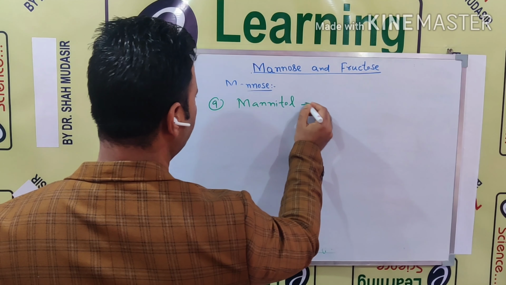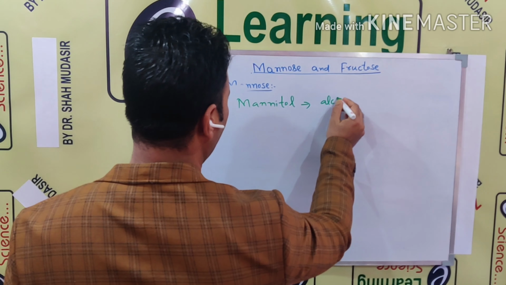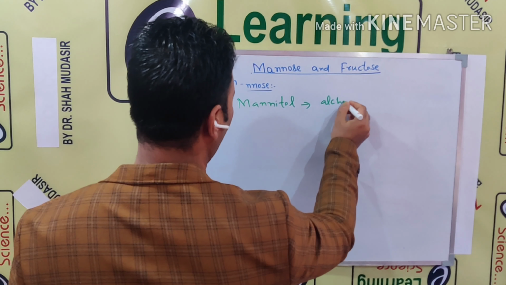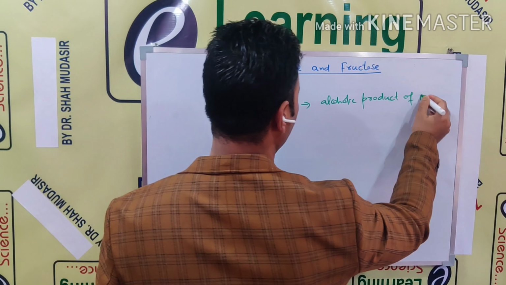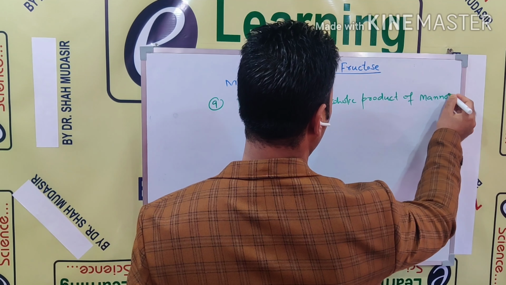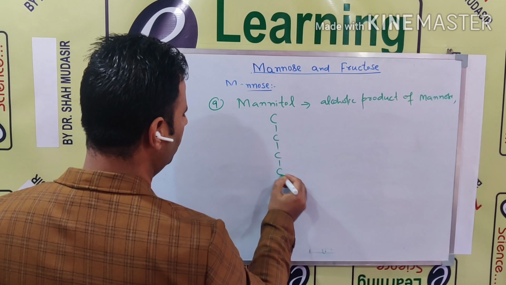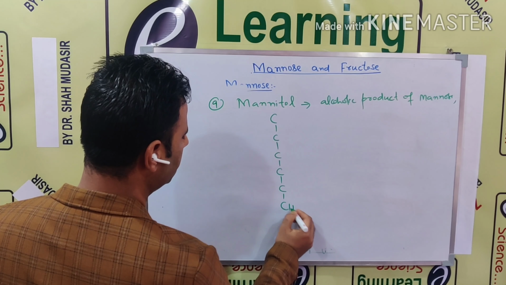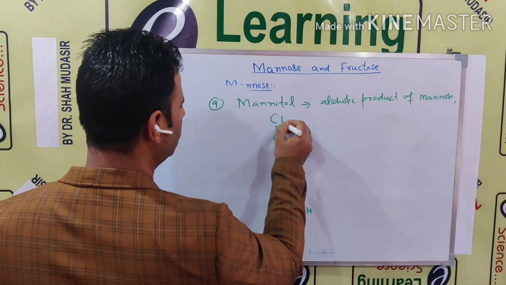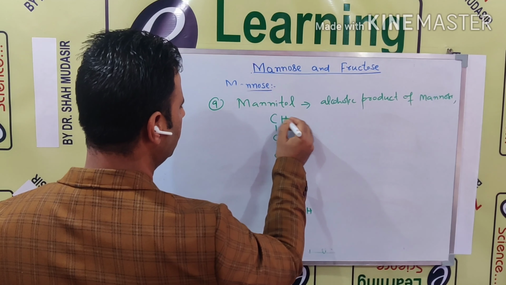mannitol is the alcoholic product of Mannose. If I want to draw it, here we have Mannose. It is 1, 2, 3, 4, 5, and 6. Here it is CH2OH. Here it is CHO. It is OH here, OH here, OH here, and OH here.